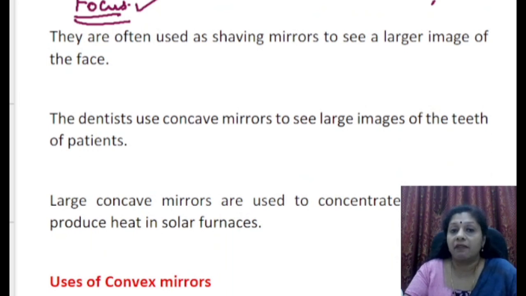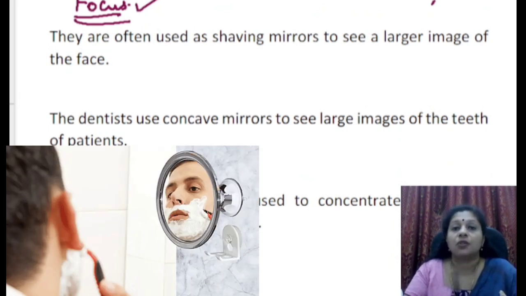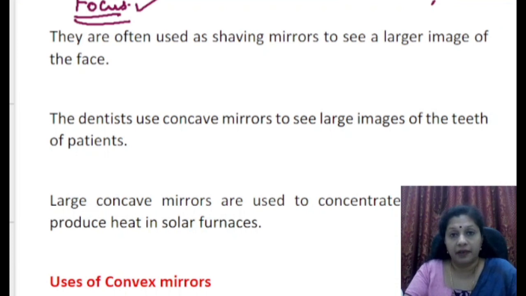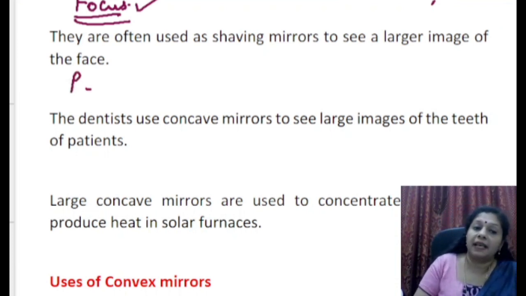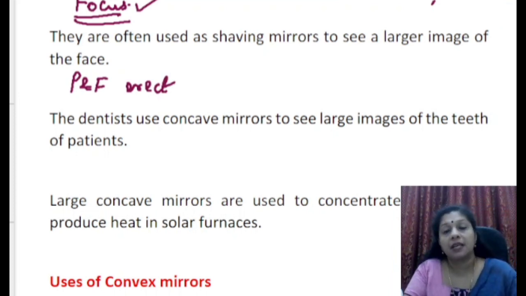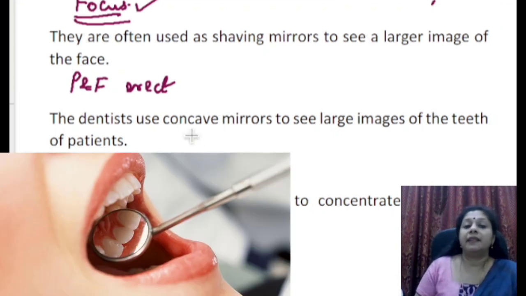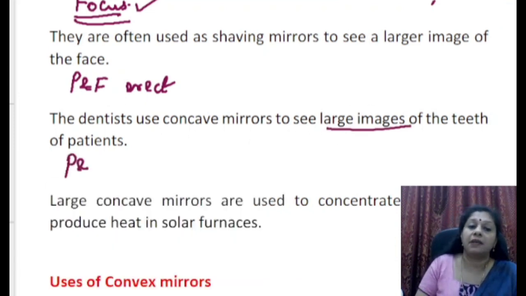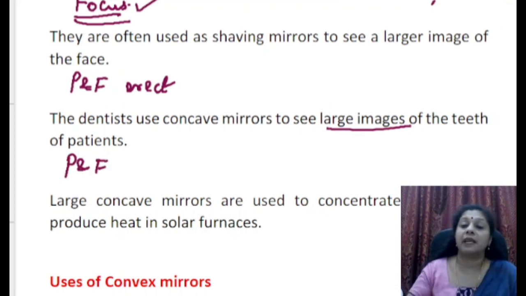Second is used as shaving mirrors to see larger image of the face. So we know that large image is obtained at different places, but only between P and F we are getting an erect image using concave mirror. Rest all positions, even though the image is enlarged, it is inverted. So it is very difficult for us to use it as a shaving mirror if the image is inverted. So we have to keep our face closer, that is between P and F. Then the dentists use concave mirrors to see large images. Here also we want enlarged image. So where should the object be? Between P and F. The dental mirror should be kept very close to your teeth to see the enlarged image.